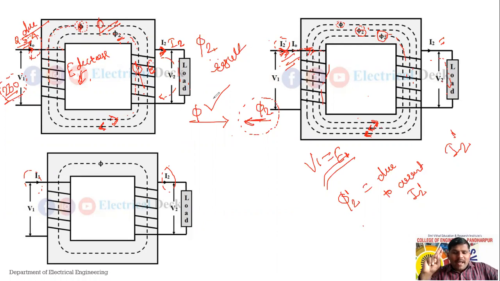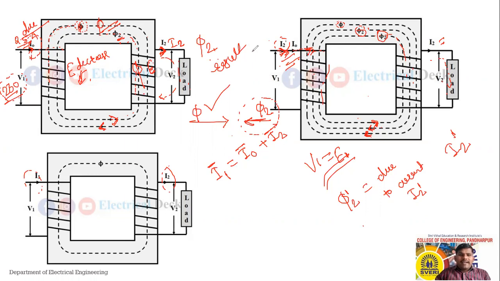Current flowing through the primary winding is again the vector sum of two currents, that is, the sum of I2 dash and I0. So I will write here I1 bar equals I0 bar plus I2 bar, that is the vector sum of these two currents.